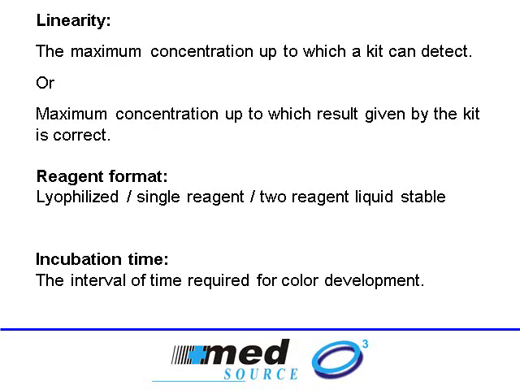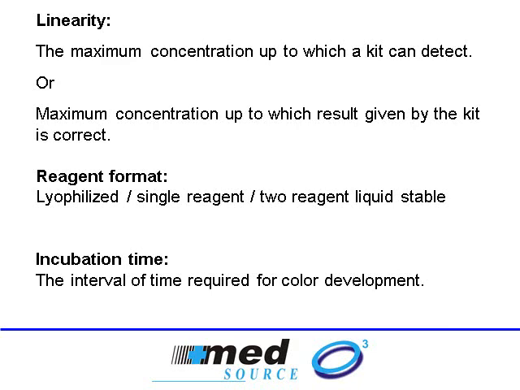When we try to understand the quality of a biochemistry kit, we look at a few factors. These factors will define whether a kit is of a high quality, an average quality, or a low quality. One of the first things that we see is linearity. Very simply, linearity is the maximum concentration which can be accurately detected by a kit.